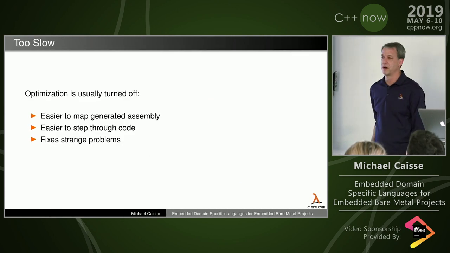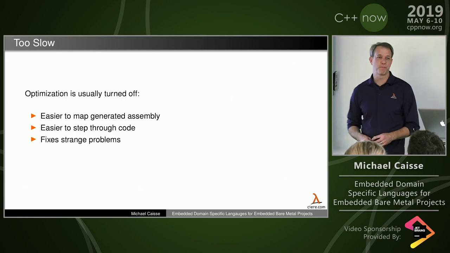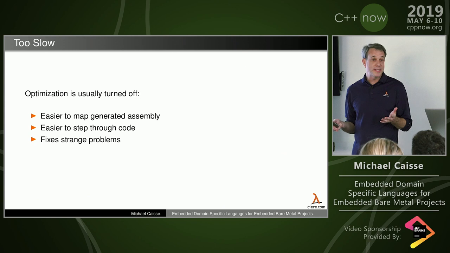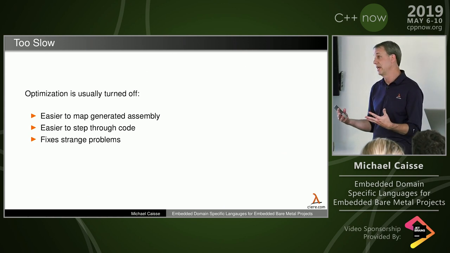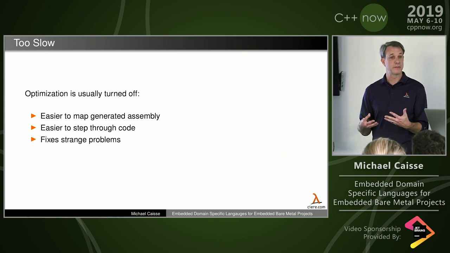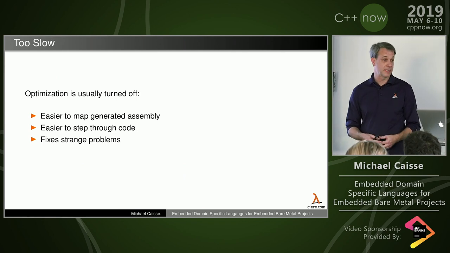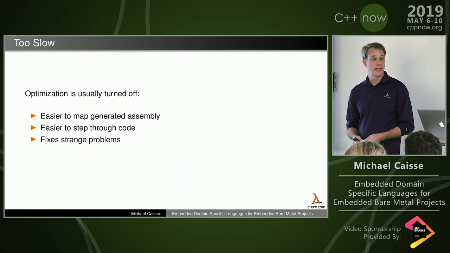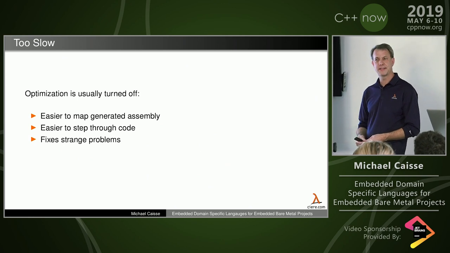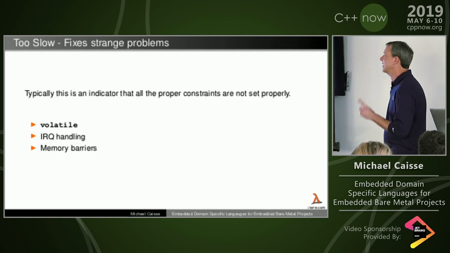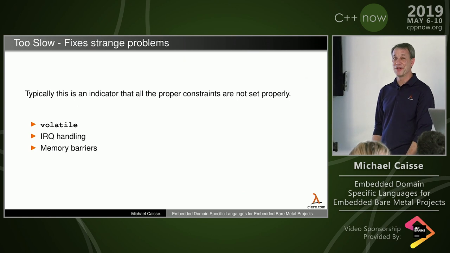This last one, though, fixes strange problems. A couple weeks ago I ran into this as we were talking to somebody, and they had delivered a library that's being integrated in a project that we're working on. It's a CAN bus library, and it's in C. I said, hey, so there are no optimizations turned on. Oh yeah, we turn optimizations on, and it doesn't work.